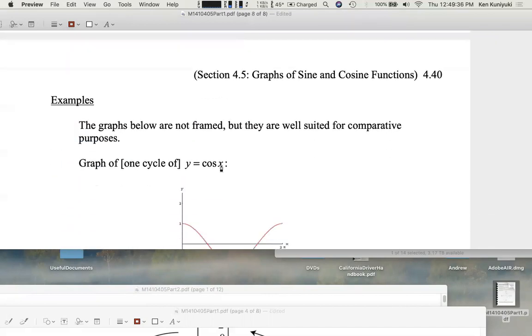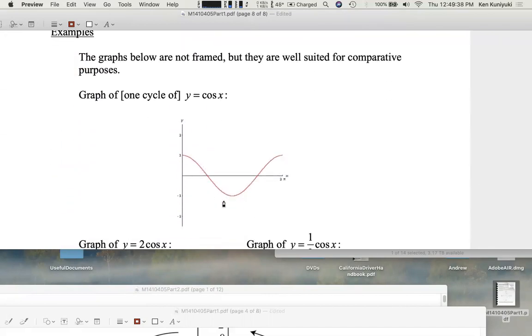So for example, here's the graph of y equals cosine of x. The amplitude is 1 because the coefficient, well, it's kind of a coefficient, A equals 1 here. Okay, the total height of the graph is 2. Half the height of the graph is 1, and that's the amplitude for the function or the graph. The range is going from -1 to 1.